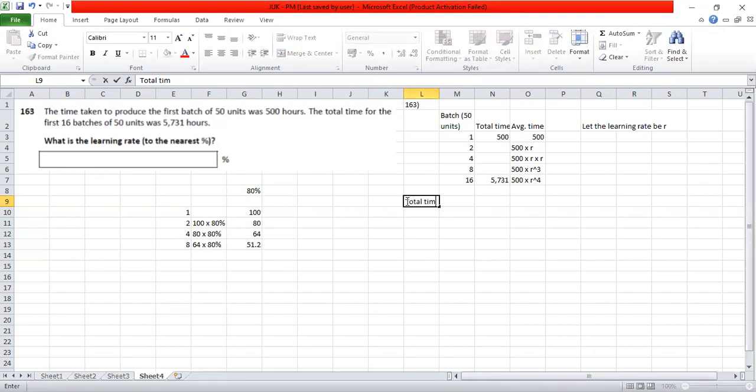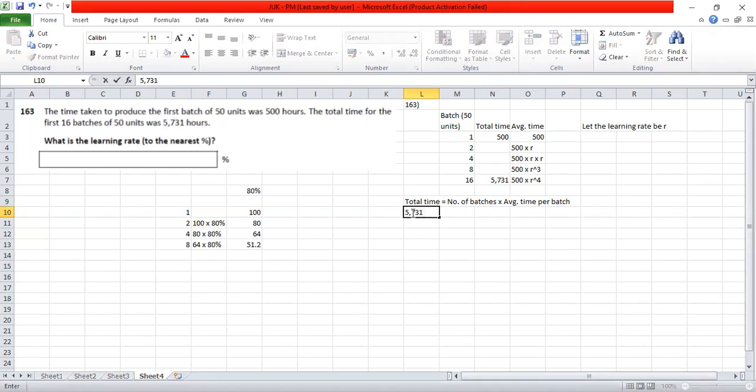Total time is equal to number of batches into average time per batch. This part is equal to 5731. So total time is 5731.